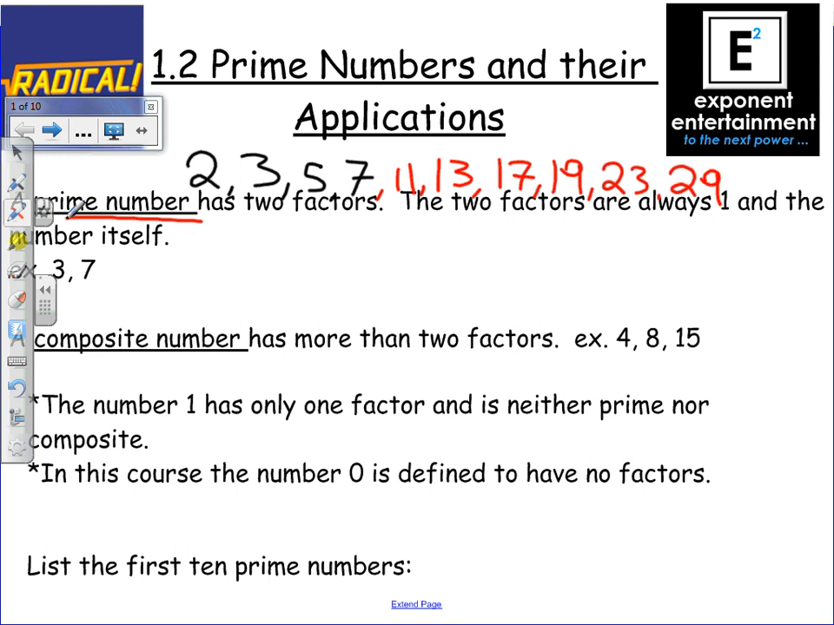Because what we're going to move on to is going to require you to know the prime numbers. And if you don't have to look them up every time, it makes it like 10 times better.